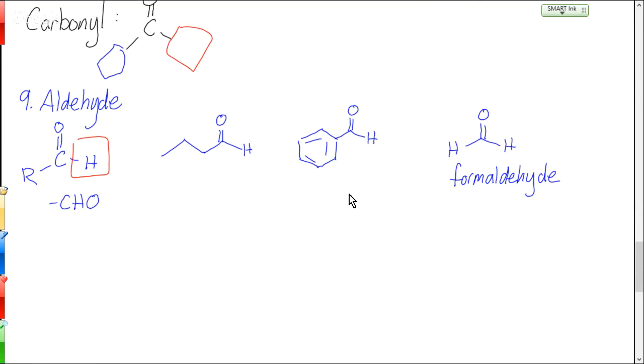Let's see. What is it? It is this molecule. It's used as a preservative. So you put samples in it. Yeah, you put your dead animals in it or your tissue samples or whatever, and then they won't decompose.